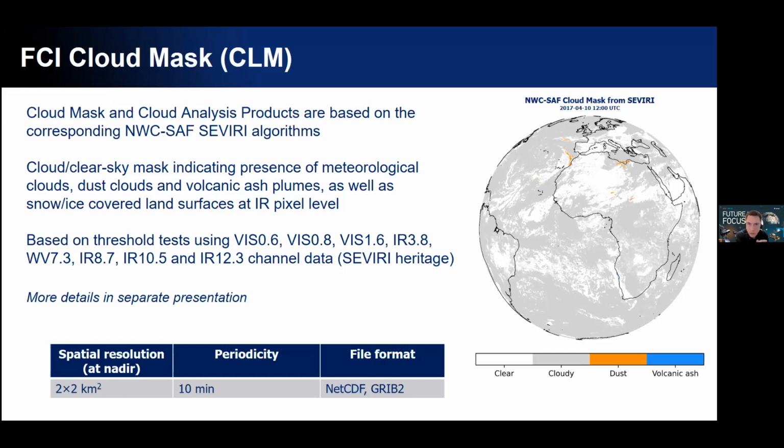From the start of operations, we will not exploit the new FCI channels, but rather ensure continuity and use what is done now for SEVIRI. And the cloud mask comes in NetCDF in grid format every 10 minutes, and it's provided at 2.2 kilometers, so the native infrared resolution.